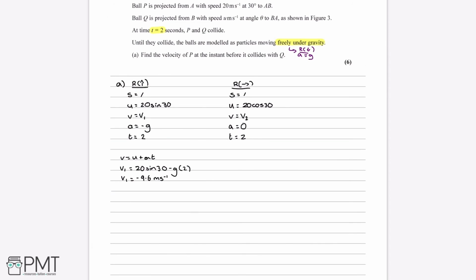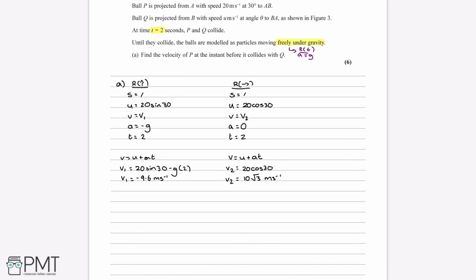So now if we do the exact same thing, we have the same terms that we know and the same term s that we don't know, so we can use the exact same equation that we did previously, v equals u plus at. Substituting in, v2 is equal to 20 cos 30, and since a is 0, at is also equal to 0, so we can leave it at 20 cos 30. Then we put this in a calculator to find that v2 is equal to 10 root 3 meters per second.